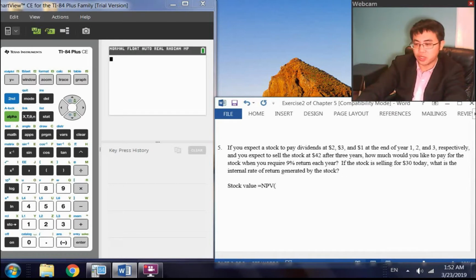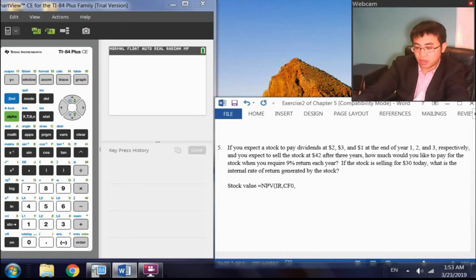So you need to use your required return as the discount rate, and then separate by comma. And for your calculator, the interest rate goes first, and the next one you need to put is cash flow 0. If you buy the stock, you are not really receiving any money from the stock, so your cash flow 0 should be 0.